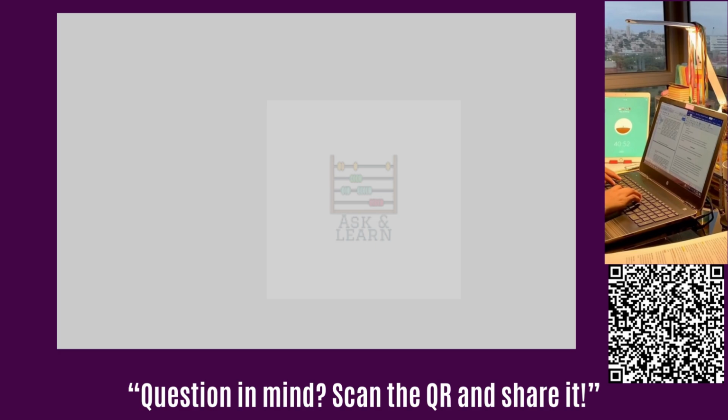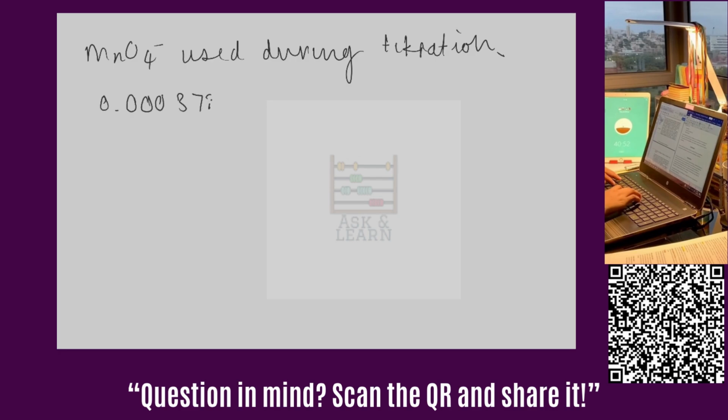So the first thing we need to do is calculate the amount of MnO4 minus that we used during the titration. And with titrations, we often use them to determine unknowns, where we have a series of knowns that we can use from other materials. The amount that we use is 0.00372 moles of MnO4 minus.